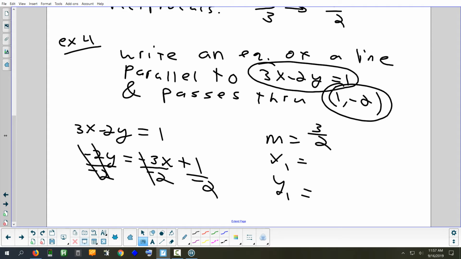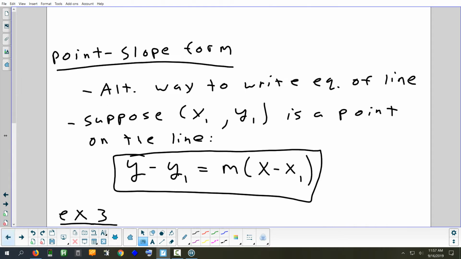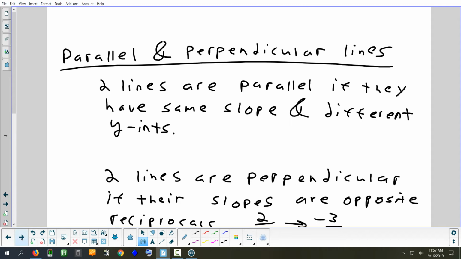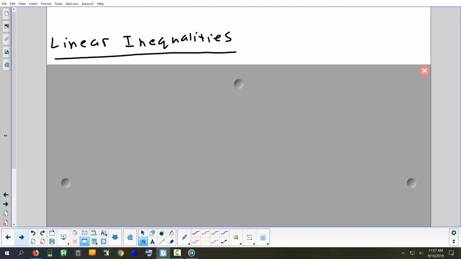What's x1? 1. And what's y1? -2. Now, what you're doing right there is exactly what we just did right here. You've got a slope, you've got an x1, you've got a y1. Just fill them in and see what you get. So it's exactly the same thing. Only difference, you had to figure out the slope first. Other than that, it's the same. All right, and I think that's it.